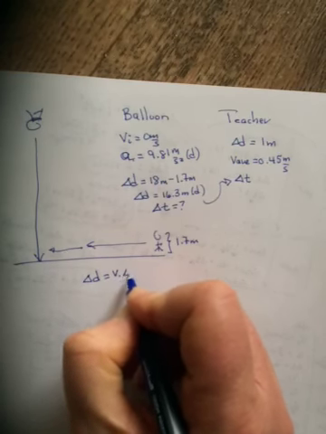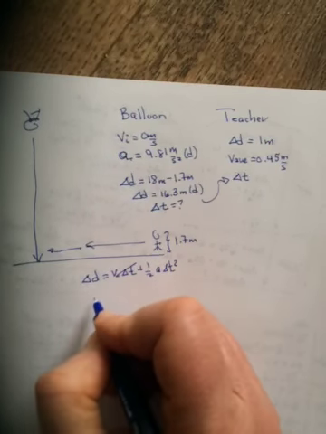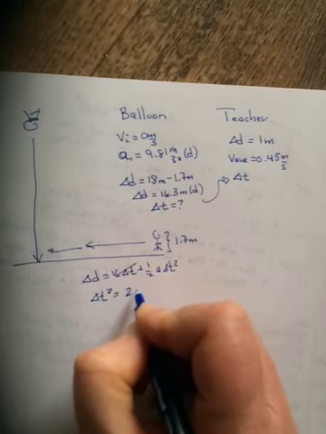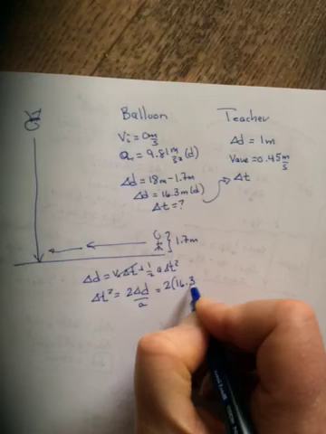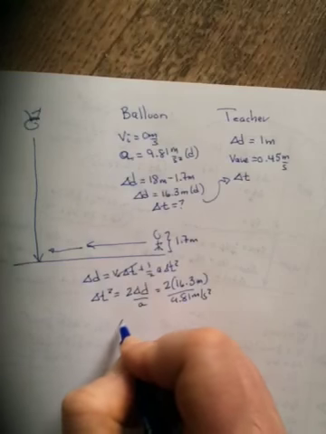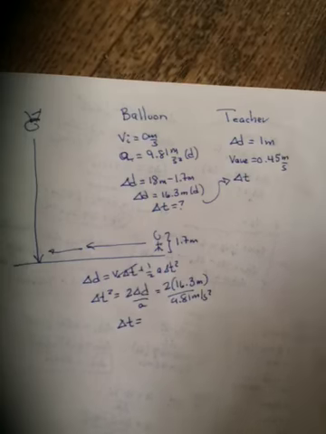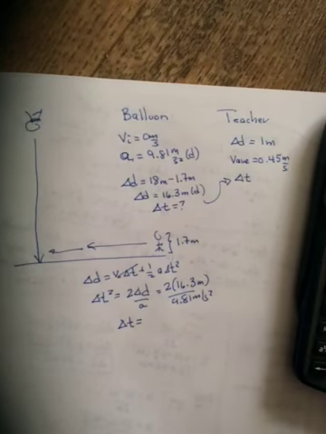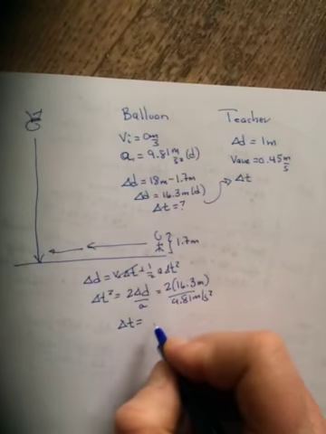So delta d equals v_i delta t plus 1/2 a delta t squared. v_i is 0, so t squared is equal to 2 delta d over a. So 2 times 16.3 meters divided by 9.81 meters per second squared. Remember, that's t squared, so when you punch this in, don't forget to take the square root. So 32.6 divided by 9.81, and take the square root: 1.8229.